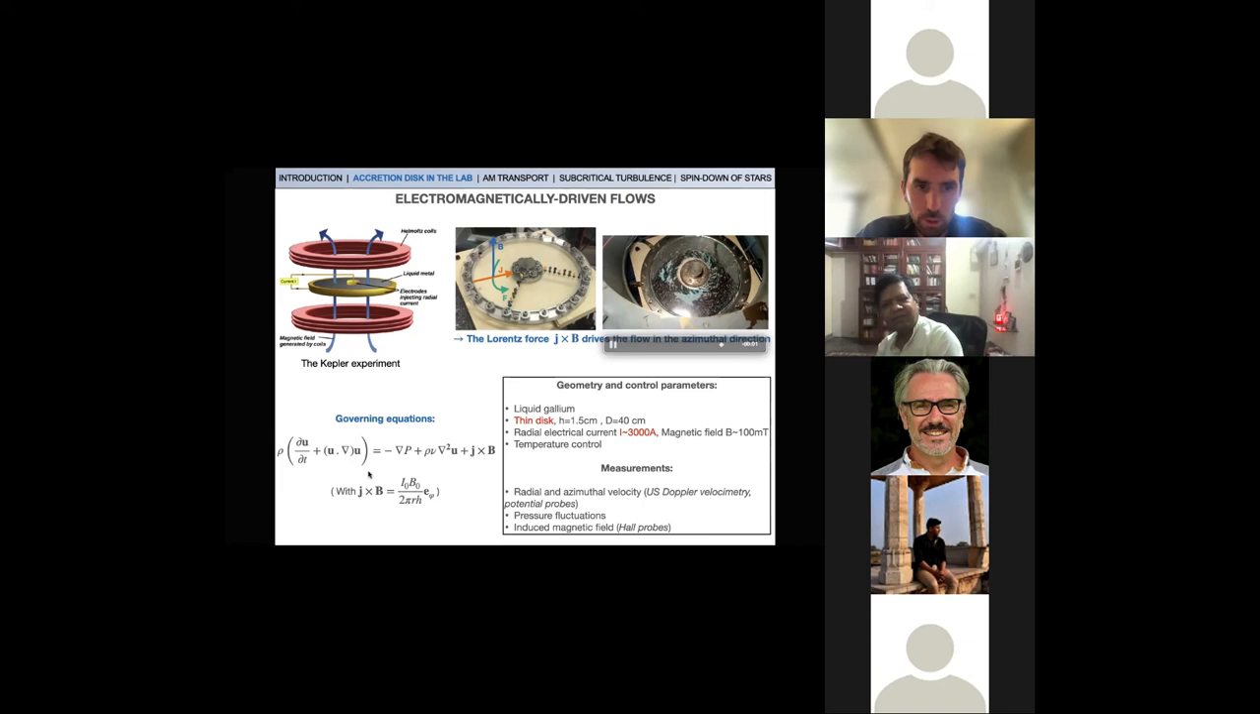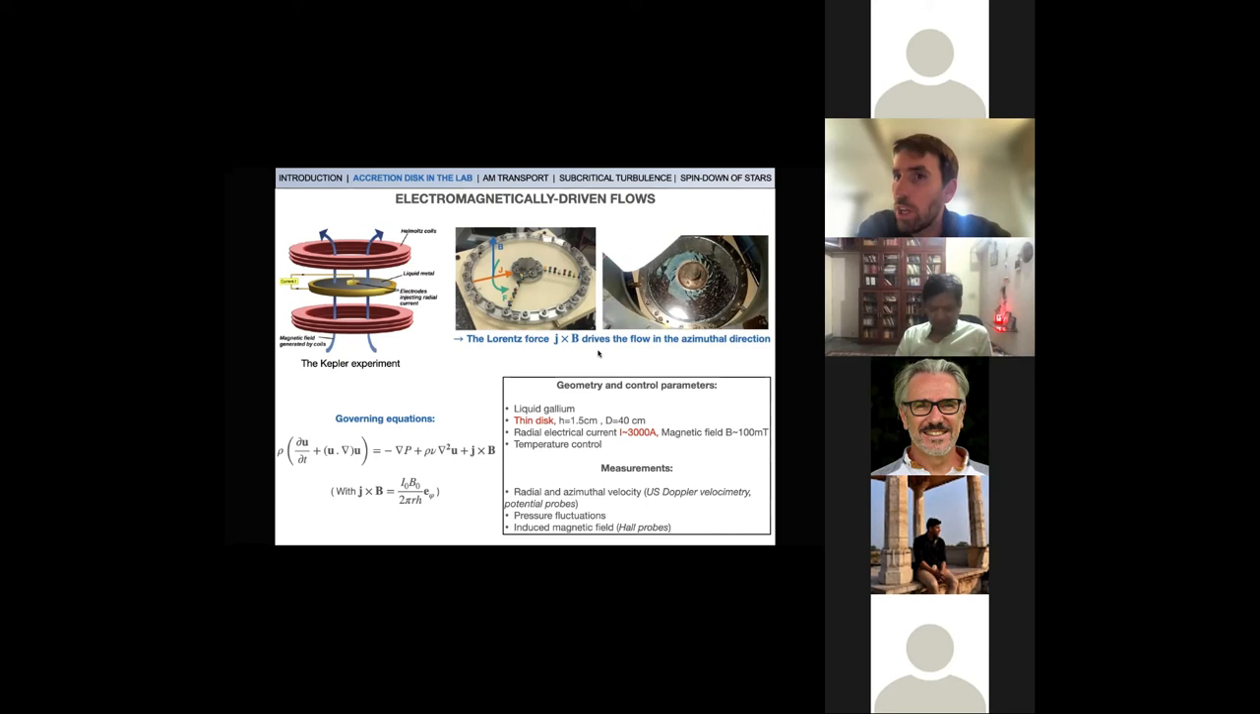You can see here, this is the form of the Lorentz force. The total current is divided by the section of the cylindrical section, so the force goes like 1/r. The magnetic field is homogeneous, so there is no problem here. So you have a force like that, and you drive the flow electromagnetically, with an electromagnetic force, in fact.